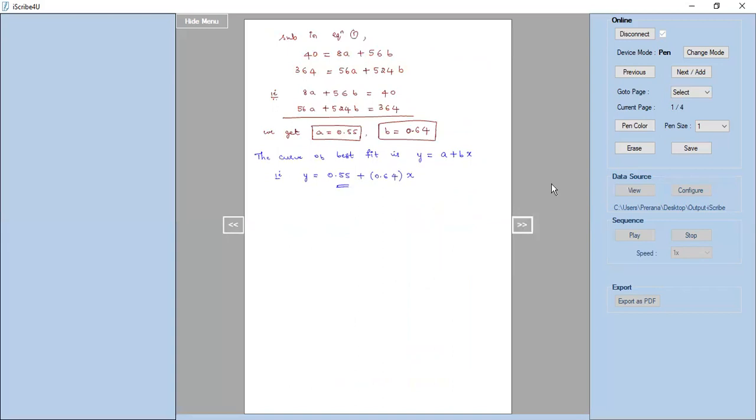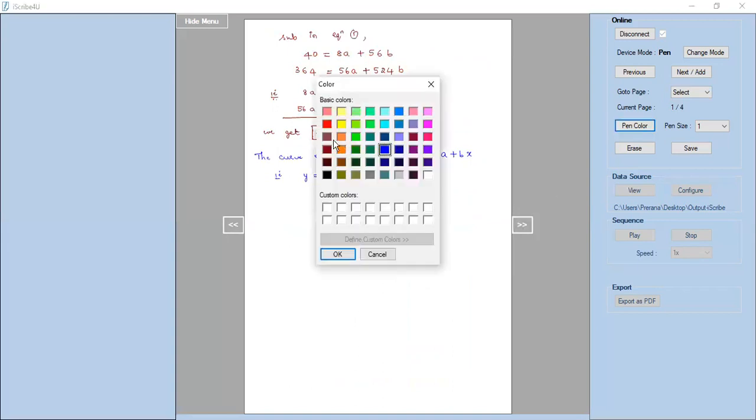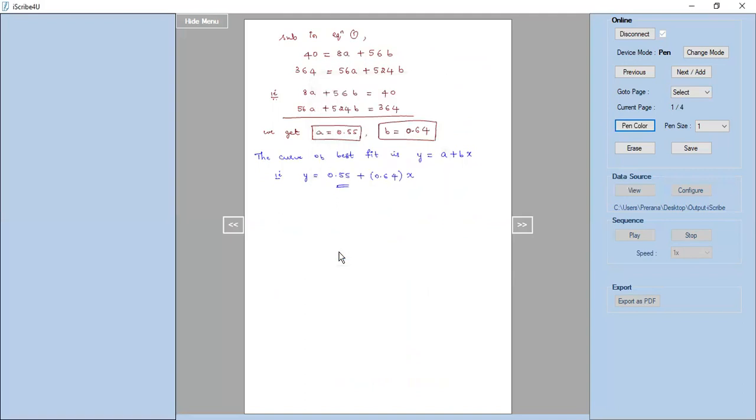Now we will do one more problem on the straight line equation only. Second question: fit a straight line of the form y is equal to ax plus b for the following data.